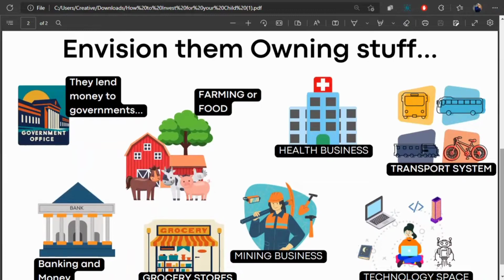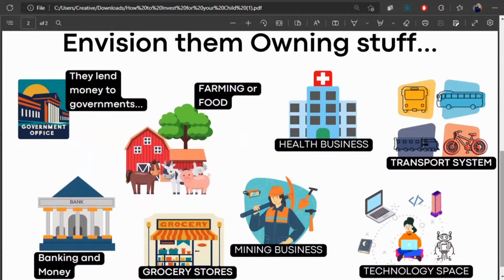And so I always picture it like this. Say I've got a kid, I want to envision them owning stuff. There's a lot of things that they can own, and the things they can own are things that humans need.